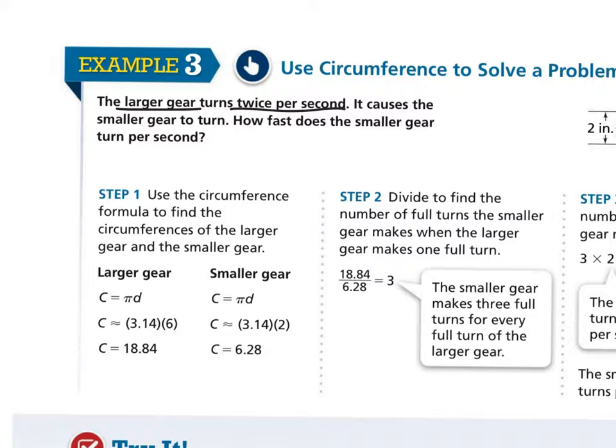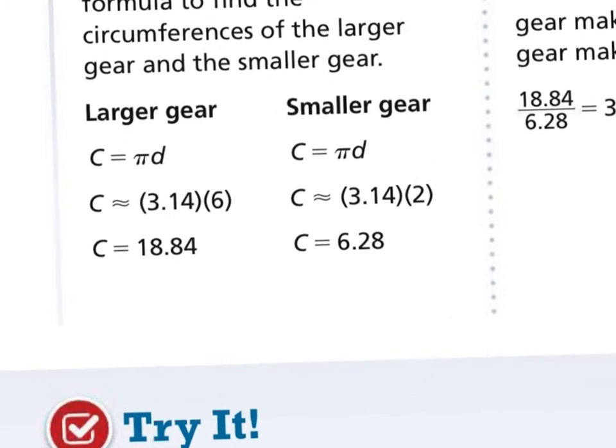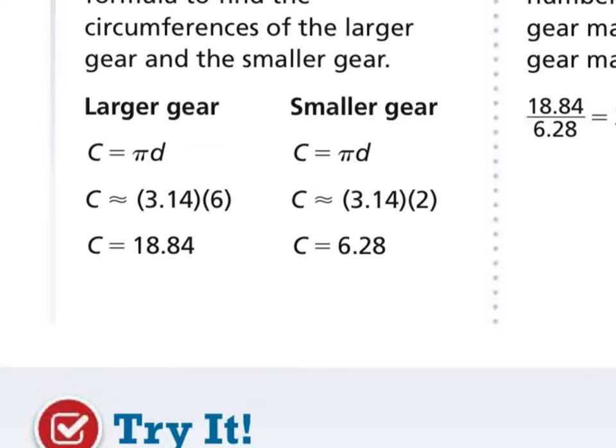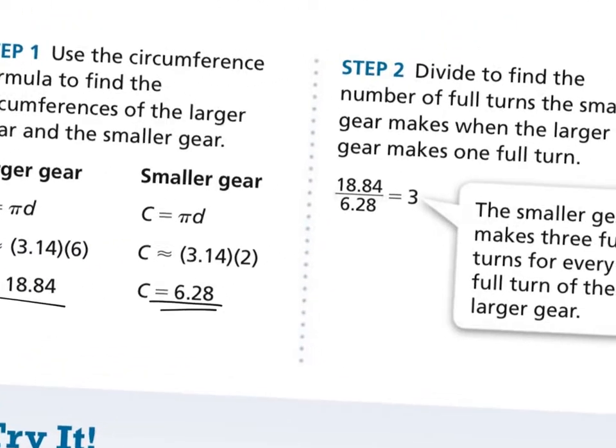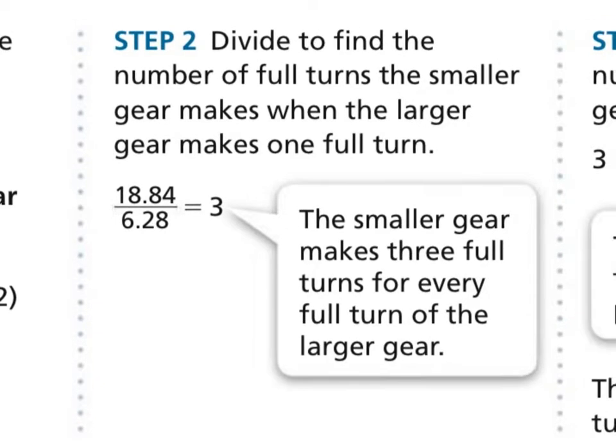So what we need to do is find the circumference, find how far it is around each one of these gears. So the larger gear has a diameter of 6, smaller gear has a diameter of 2. So they just substituted those into the formula. So the larger gear circumference is 18.84 inches about. Smaller gear is about 6.28 inches. And then if we divide that, that'll tell us how many times bigger the one is than the other. You divide that, you get 3.